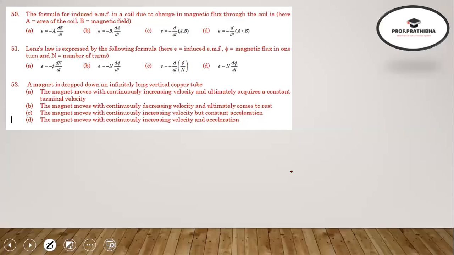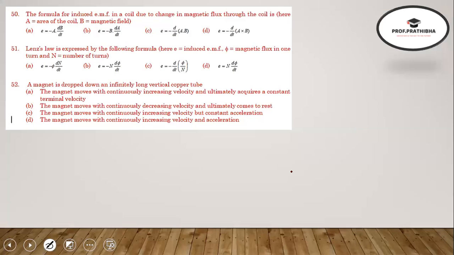It doesn't come to rest exactly, but it will have some sort of a velocity. And when the magnet is dropped, it's not the metal which is dropped. So when the magnet is dropped, basically what happens is its velocity keeps on increasing, because it's an infinitely long tube, right? So there is obviously going to be some magnetic flux which is related to the copper tube.